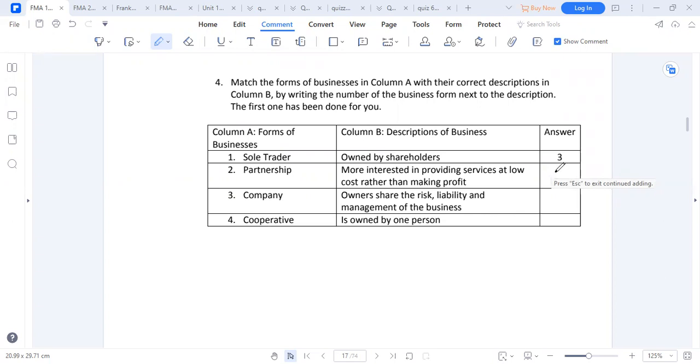The first one, is it answered? Yes, answer this one. Cooperative, good. Then owners share risk, liability, and management of the business. Partnership. Then is owned by one person. Sole trader.